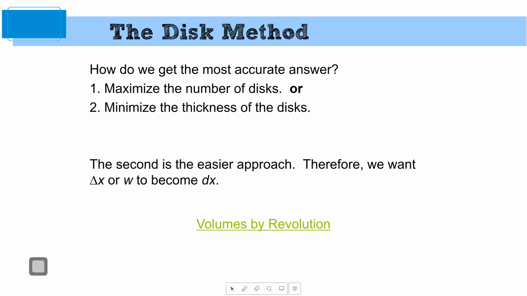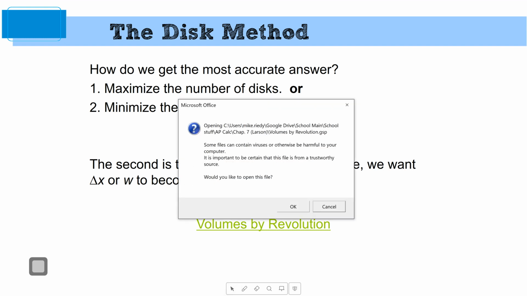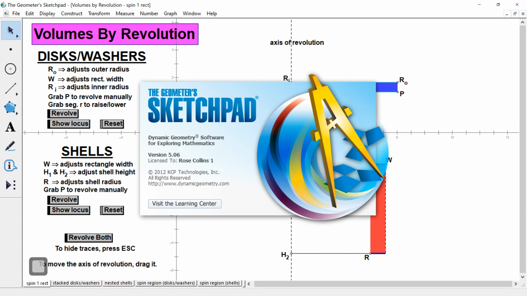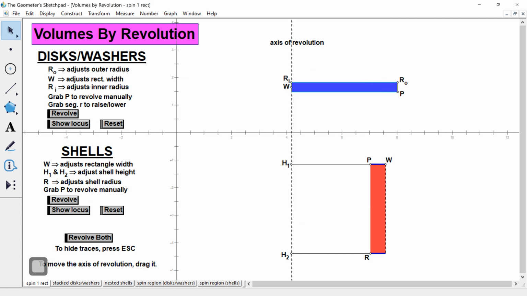Okay, so now I've got this cool demo. I hope this works. I hope this works. Yes, it's going to work. Okay, so we're going to look at the blue thing. And I couldn't fit it all on the screen, so I turned it back up and down. I'm starting with a rectangle. That's our quote-unquote representative rectangle.